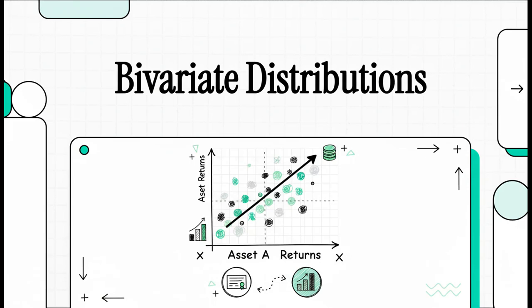Welcome to The Explainer. Today, we're going to pull back the curtain on the statistical engine that powers one of the biggest ideas in finance, modern portfolio theory. It all boils down to a really powerful question. How do two different assets actually relate to each other?